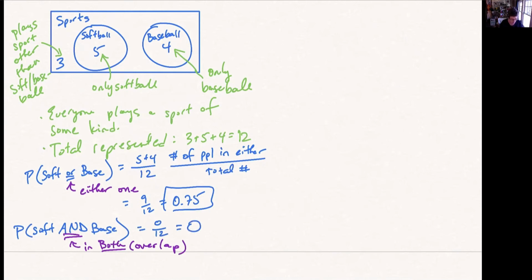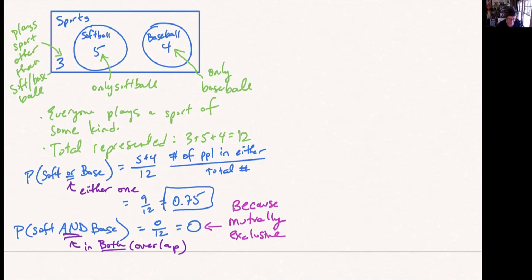And that's 0. In fact, this particular probability equaling 0 is what tells us these two things are mutually exclusive. So we use this as a check. If you're wanting to determine if two items are mutually exclusive, all you've got to do is find out how many people are in both of those categories. And if that value is 0, that tells you they are mutually exclusive.